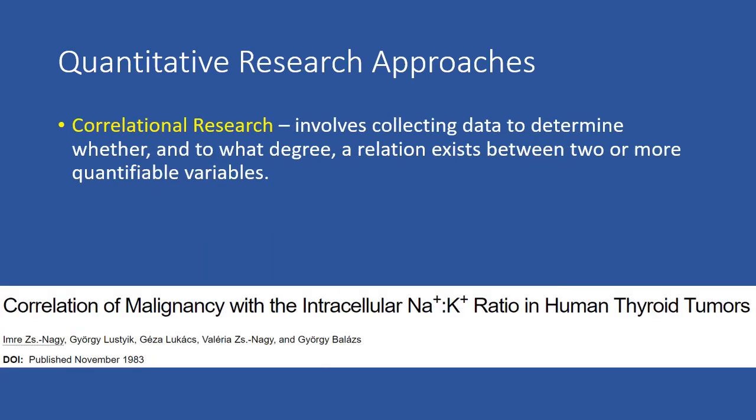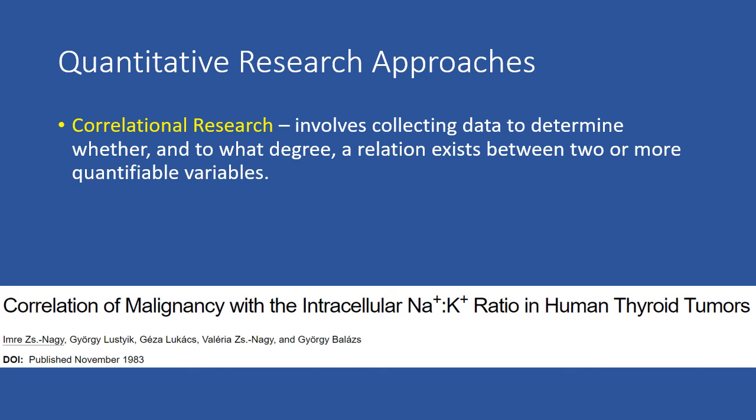Another research approach is correlational research. This involves collecting data to determine whether, and to what degree, a relation exists between two or more quantifiable variables. A variable is a placeholder that can assume any one of a range of values. For example, volume, height, and temperature are variables. At a minimum, correlational research requires information about at least two variables obtained from the entities being studied. The purpose of a correlational study may be to establish relations or use existing relations to make predictions.